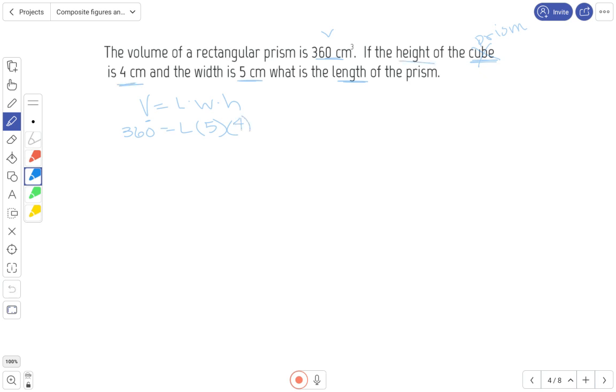Now I'm going to solve this equation to figure out what the length is. So I've got to simplify this. 4 times 5 is 20, so I get 20L equals 360. Now this is going back to the beginning of the year, where we solve the equation. We want to get L by itself. We're multiplying by 20, so to get rid of that 20, we're going to divide both sides by 20. And that ends up being 18 equals L. So the length is 18 centimeters.